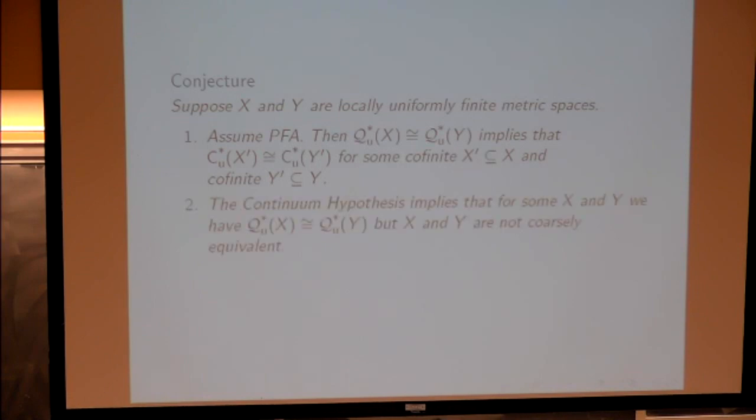Second part, the continuum hypothesis should imply that there are two spaces whose coronas are isomorphic, but they are not coarsely equivalent. And so basically, there should be some independence. I could ramble about why these axioms. There are reasons for that, but that's maybe a subject for a different talk, which I would be happy to give on some other occasion. But let's just stick to this. So the bottom line is that the conjecture is that there is some independence here.